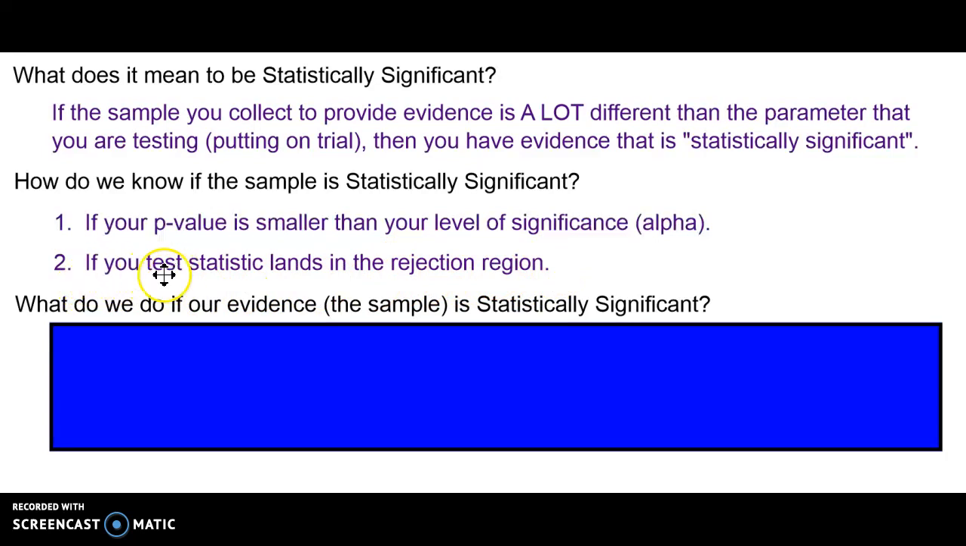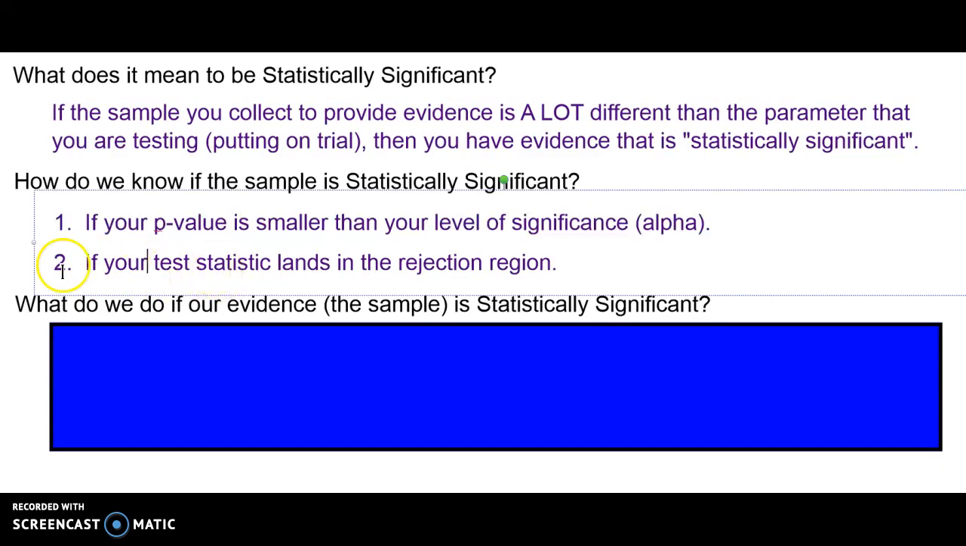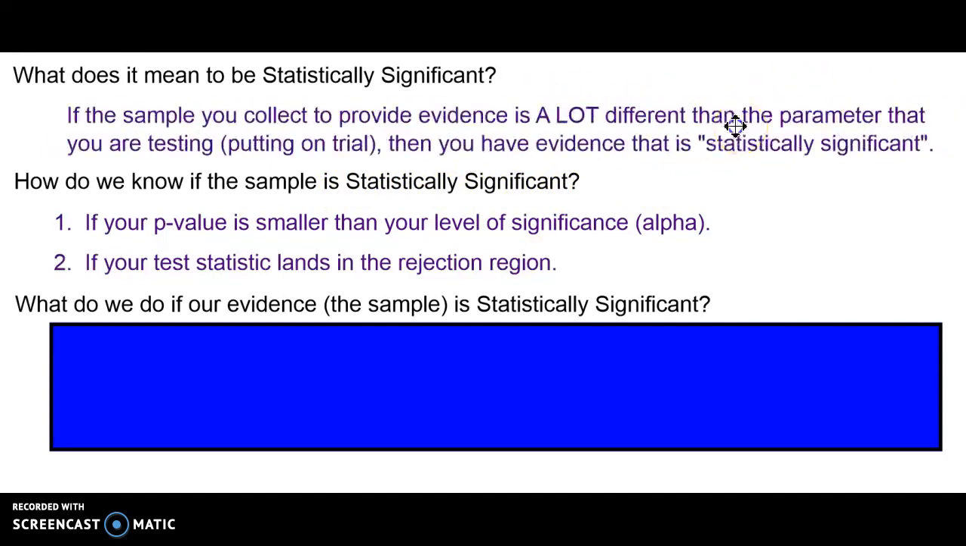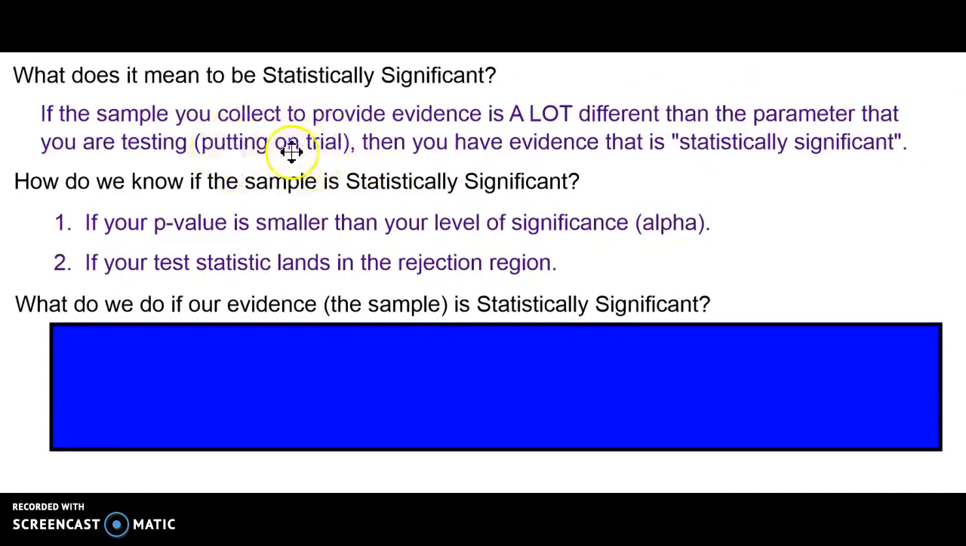But if your test statistic lands in the rejection region, which for proportions is a z-score, for means it's a t-score, then you would say that your evidence or your sample is statistically significant. Okay? In other words, it is a lot different or far away from the parameter that you are putting on trial. So now, what do we do if our evidence, the sample, is statistically significant?